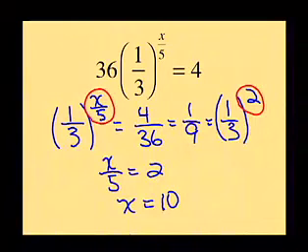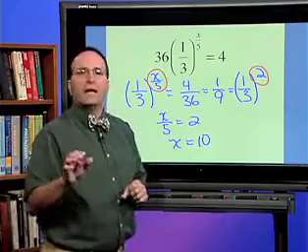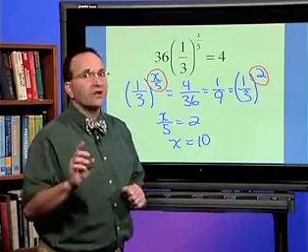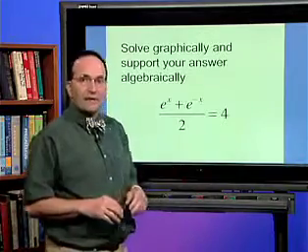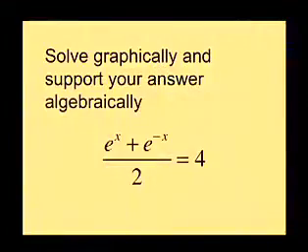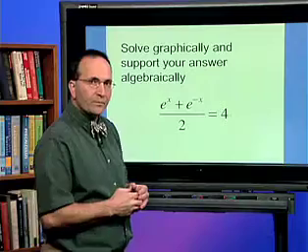So, there we have a good way of using those one-to-one properties. Let's look at one that may be easier to solve graphically than it is to solve algebraically. Solve graphically and support your answer algebraically the equation e to the x plus e to the negative x, all divided by 2, is equal to 4.